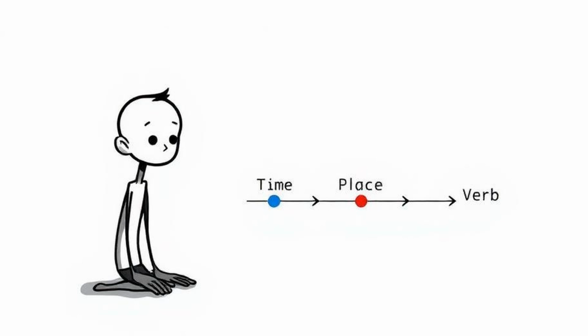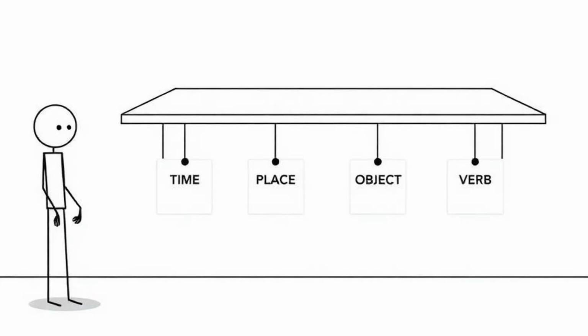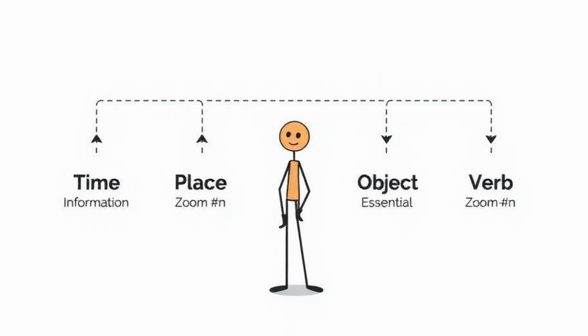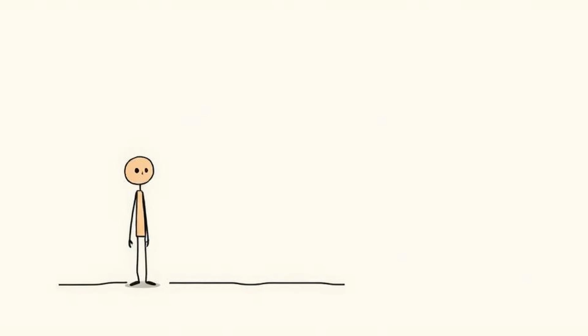This method also clarifies one of the most confusing aspects for learners: when to include the subject. In the zoom-in framework, who is often part of the established context and can be omitted. In the sentence, kino itta restaurant de tabeta sushi wa oishikatta, there is no watashi because it is clear from the conversation. The formula prioritizes informational efficiency, including only what is necessary to complete the logical zoom.